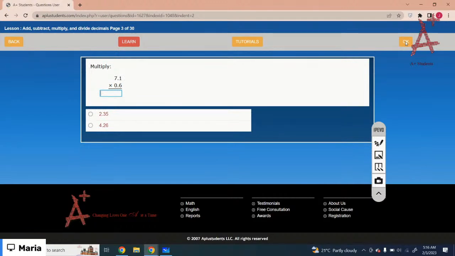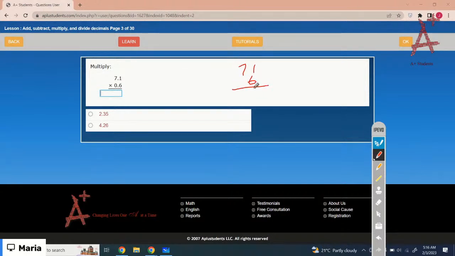The next one is 7.1 times 0.6. So just multiply like we do the whole numbers, just do 71 times 6. So 6 times 1 is 6 and 6 times 7 is 42. Now count the decimal places in both the factors, one decimal place and one decimal place. That means the answer must have two decimal places. So you have to move the decimal point two places left. So it would be 4.26. So the correct option is 4.26. Got it, everyone? If you already know the answers, you can just write down the answers in the chat box.